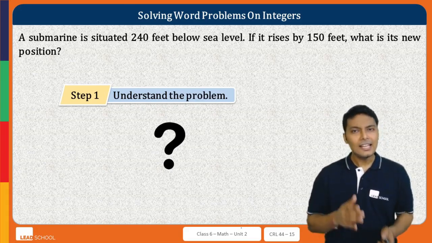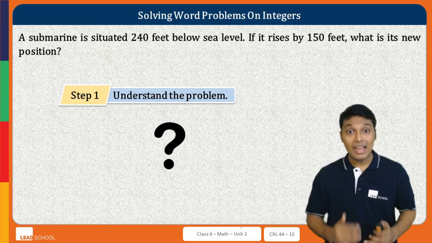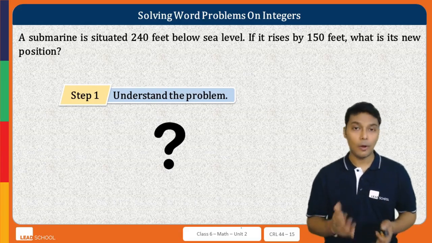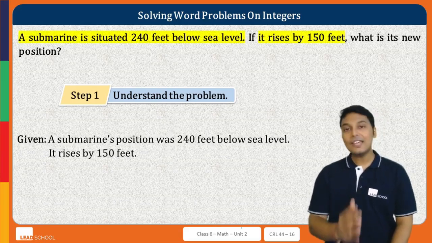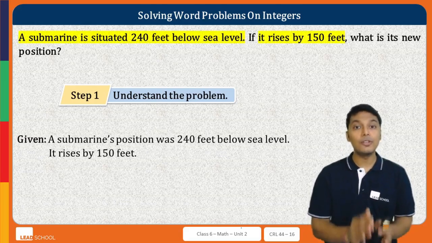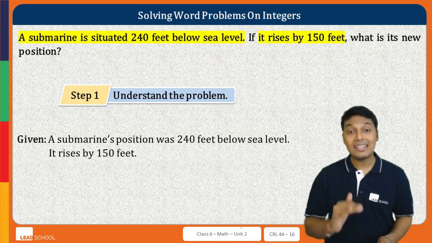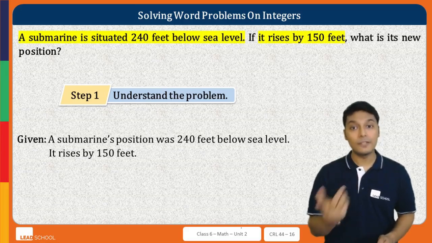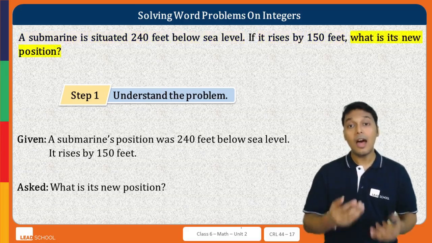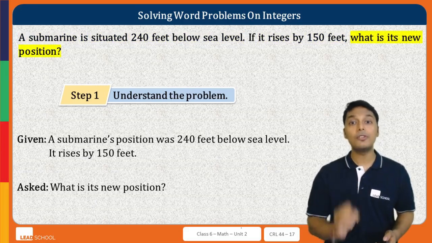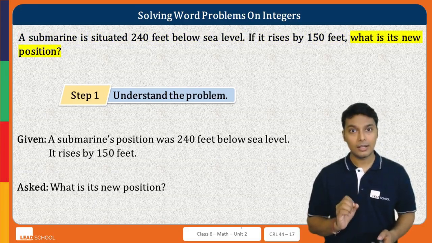For this, let's look at what is given and what is asked in the word problem. It is given that a submarine's position was 240 feet below the sea level and it rises by 150 feet. We are asked to find the new position of the submarine.